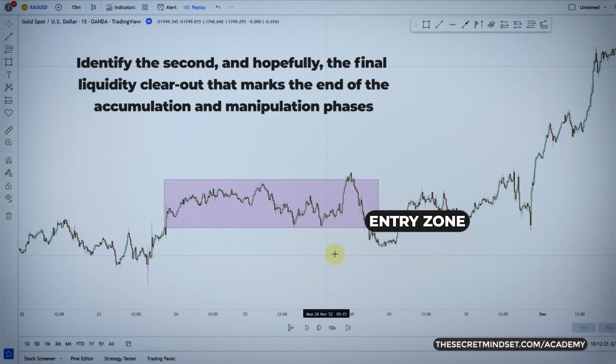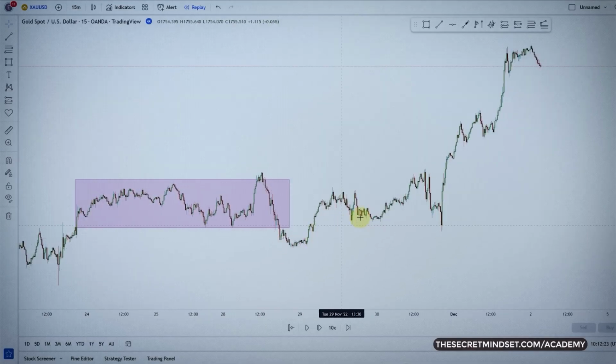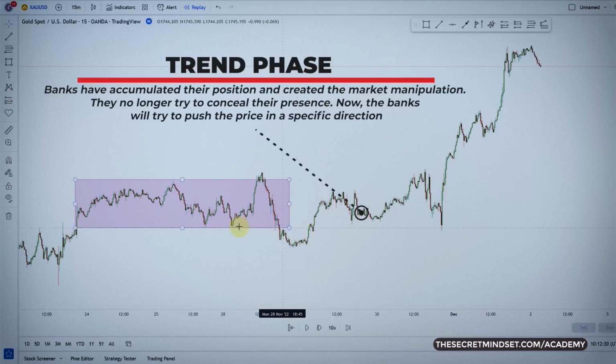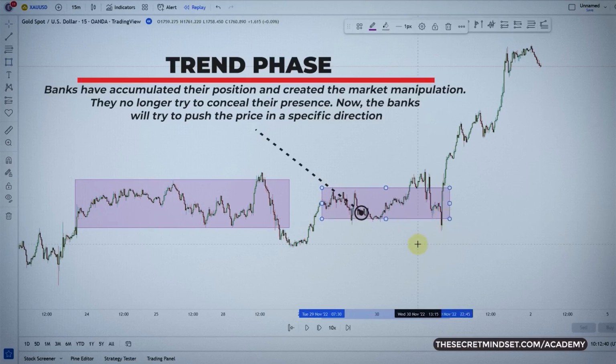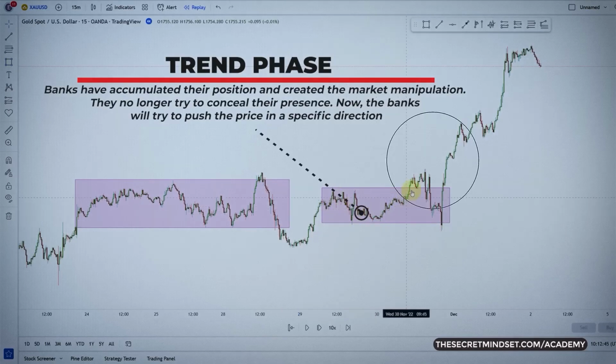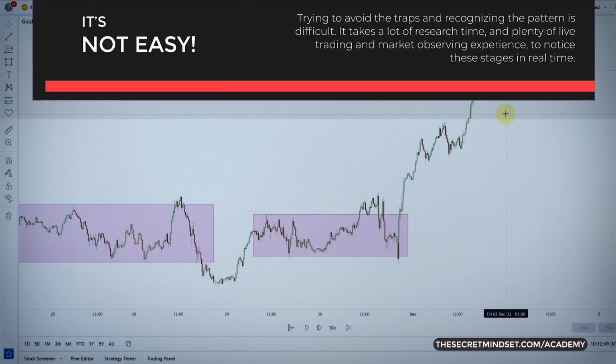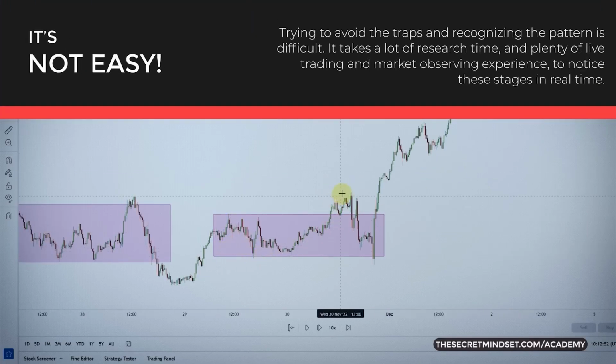The third stage is the trend phase, the continuation in the direction of the initial fakeout. At this point, the banks have accumulated their positions and created the market manipulation. They no longer try to conceal their presence. Now the banks will try to push the price in a specific direction, which means this is where a market trend will begin. And yes, trying to avoid the traps and recognizing the pattern is difficult.